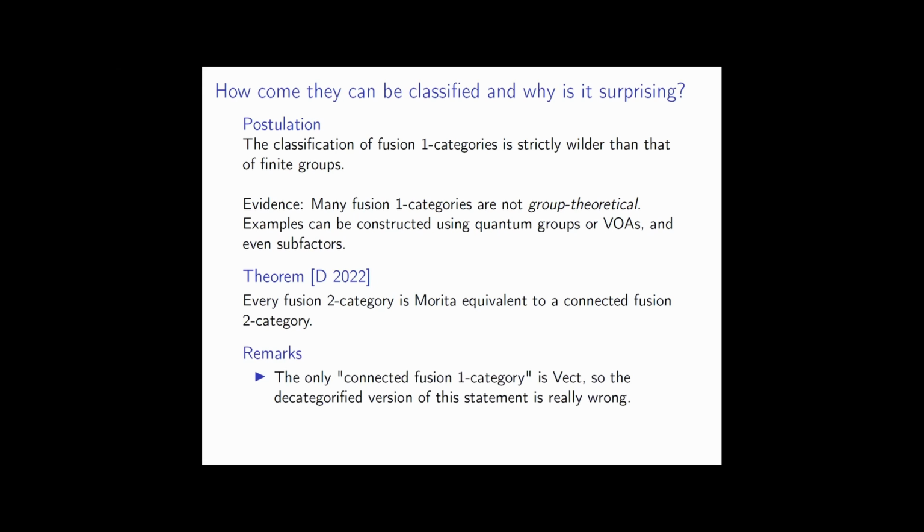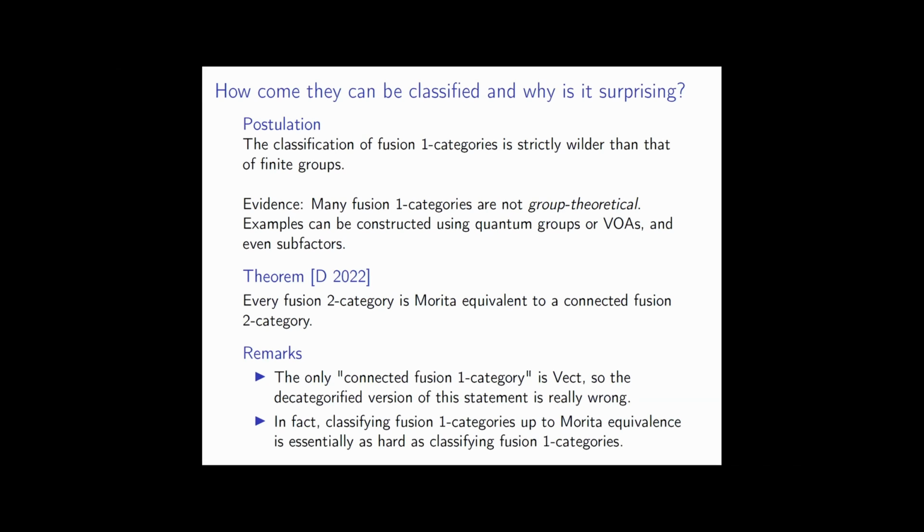Some comments for the experts: the decategorified version of this statement is essentially completely meaningless, because the only connected fusion 1-category is Vect, and the only fusion category that is Morita equivalent to Vect is just Vect itself. So it's really a new phenomenon.